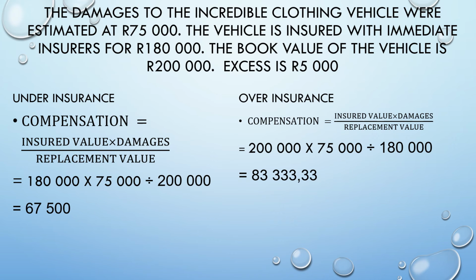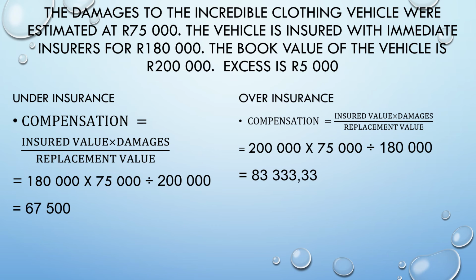If you look at this example, I say the damages to the vehicle was 75,000 Rand. The vehicle was insured for 180,000 Rand, but the book value is 200,000 Rand and there's an excess payment of 5,000 Rand. Let's quickly look if you put in the formula correctly. On the left hand side, you will get 67,500 Rand, which is the correct amount because you take your insured value and your damages multiplied together and you divide by 200,000 Rand.